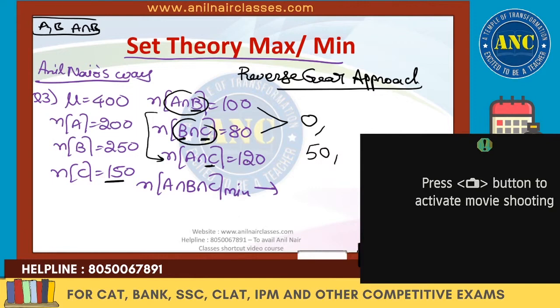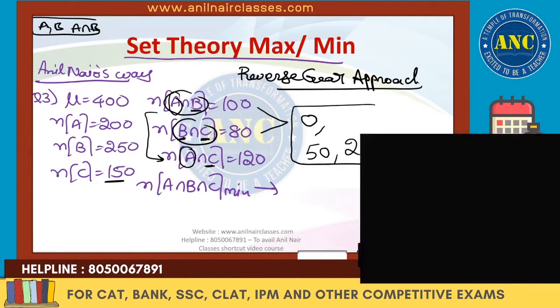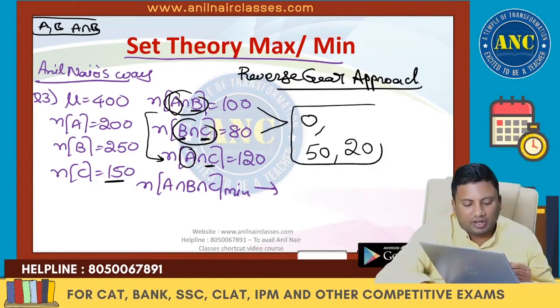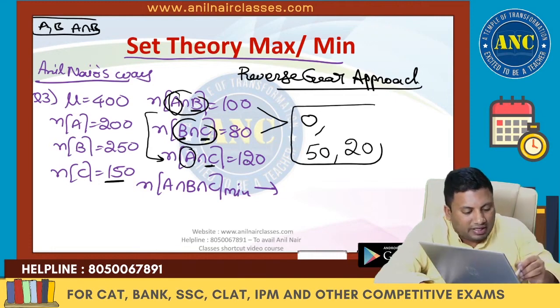If I do this A intersection B with A intersection C, what is common in both? A. A is nothing but 220 and you got 20. 0, 50 and 20, which we got. A intersection B intersection C.